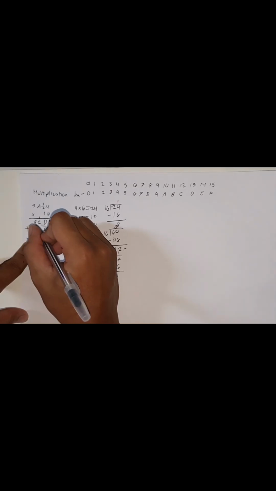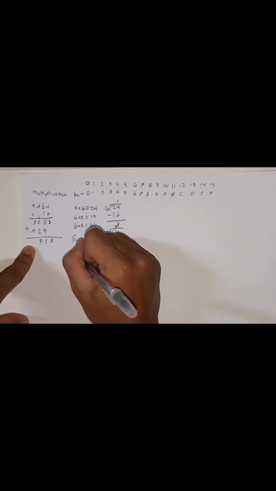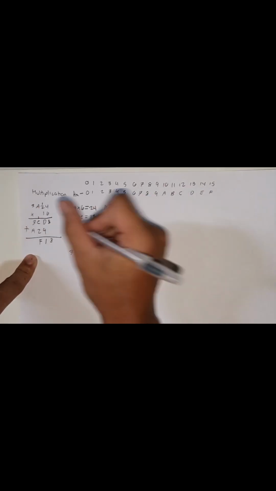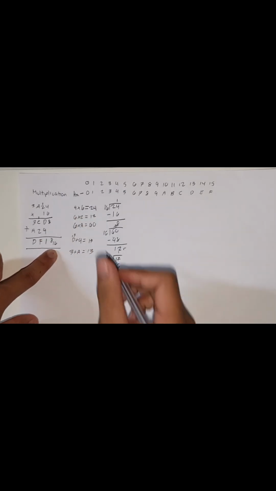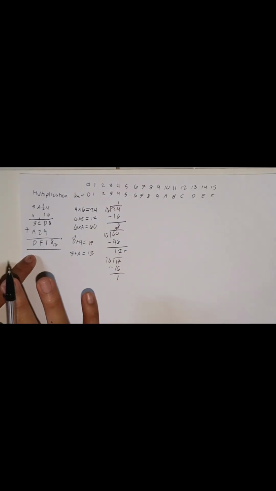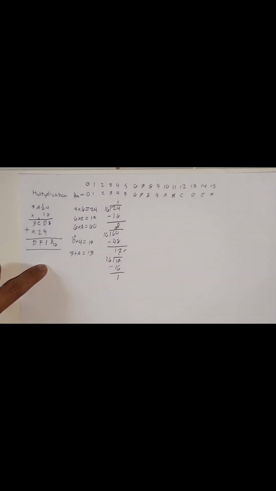So here we need 3 plus A. 3 plus 10 is 13. So 13 is D. So this is the final answer. That is multiplication in hexadecimal. I hope you learned the multiplication problem. Thank you for watching, and now let's move to the division.